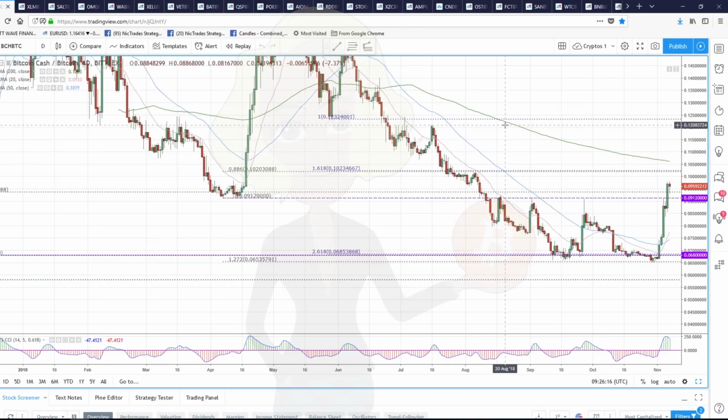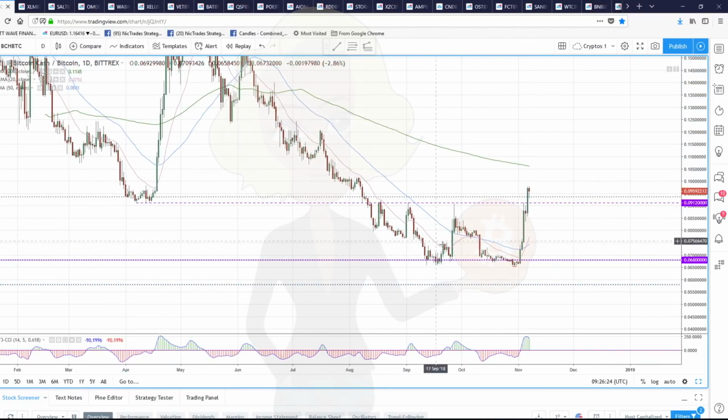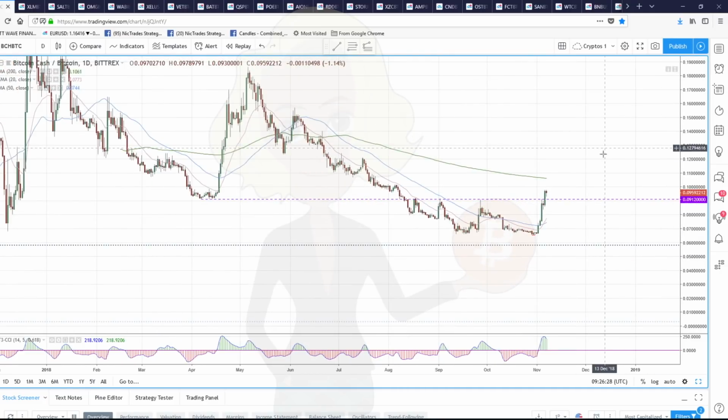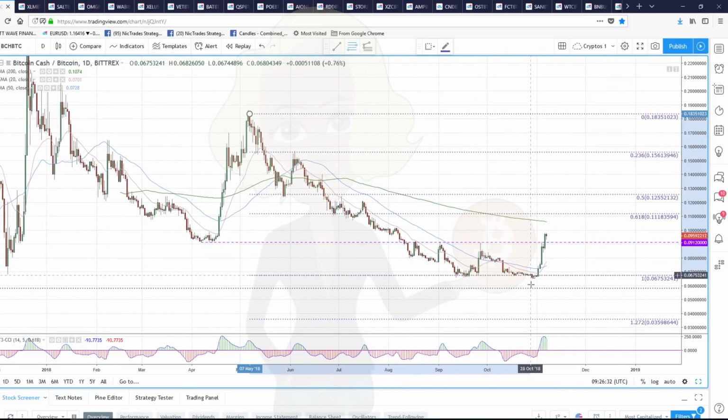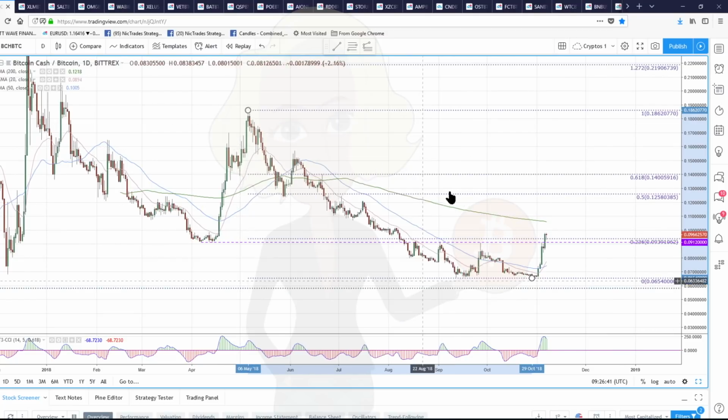Bitcoin Cash, because this is one of those ones that is on the way. Take these away because we need fib levels now from this swing. So we're going to do it from this big swing. Got them the wrong way around. Okay.